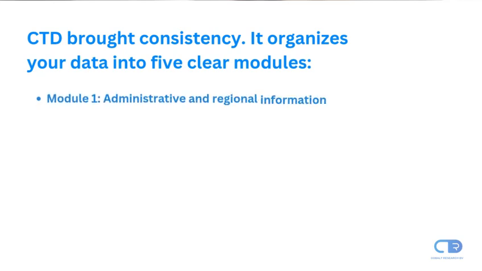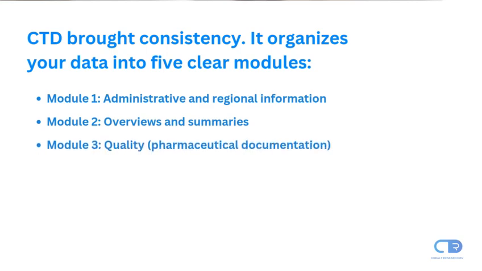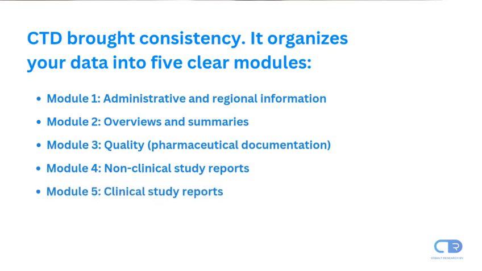Module 1, Administrative and Regional Information. Module 2, Overviews and Summaries. Module 3, Quality Pharmaceutical Documentation. Module 4, Non-Clinical Study Reports. Module 5, Clinical Study Reports. This structure made it easier for reviewers to find what they need.